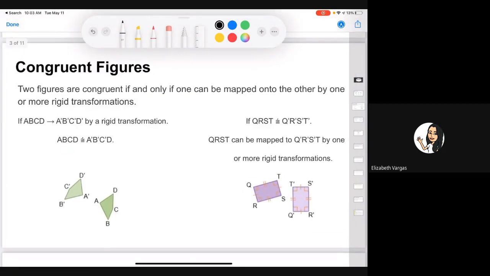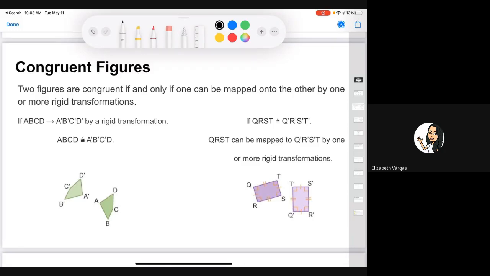So what we know about congruent figures is that two figures are congruent if and only if they are mapped onto one another by one or more rigid transformations. Basically, if we were to apply a rigid transformation to a figure, and we knew that transformation was in fact rigid, then we would know those two figures have to be congruent to each other. Because again, rigid transformations do not change the side lengths or the angle measures.